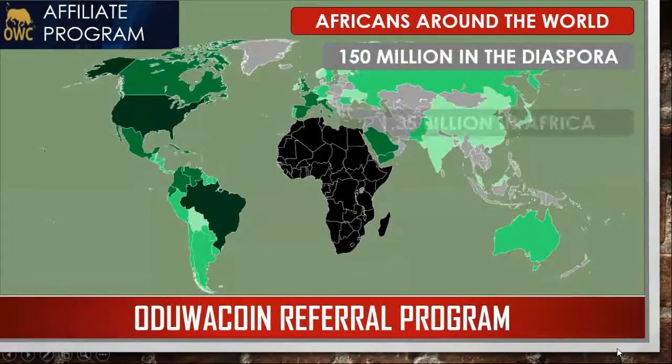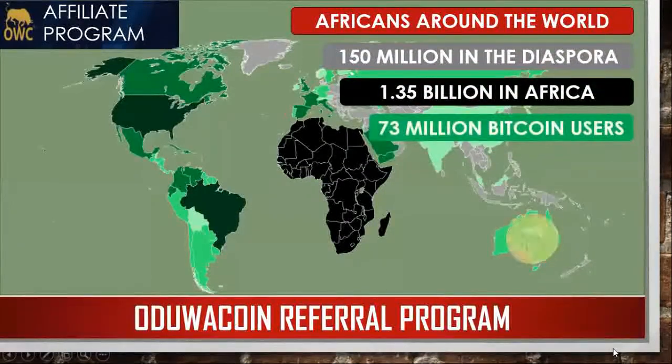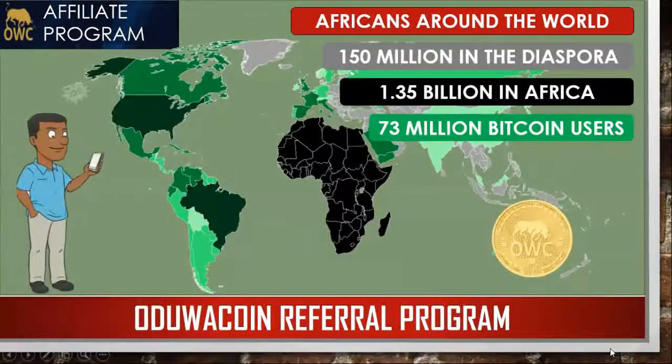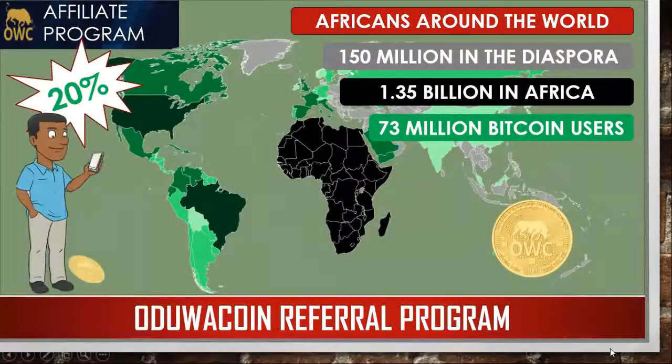Now, there is a vision, because we have Africans all over the world. There's 150 million in the diaspora. There are 1.3 billion in Africa. And you might notice Mr. ODUWA over there on the right, our affiliate program pays out down to 5 generations, up to 20% of whatever anyone pays, anyone buys ODUWA coin on the referral program.